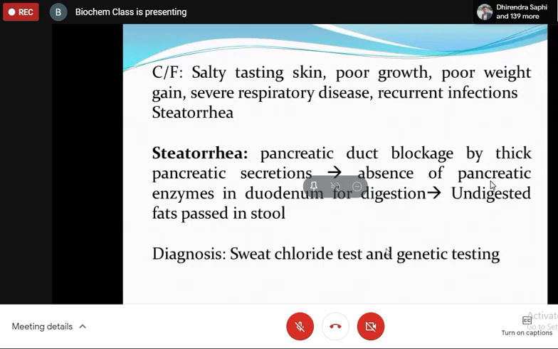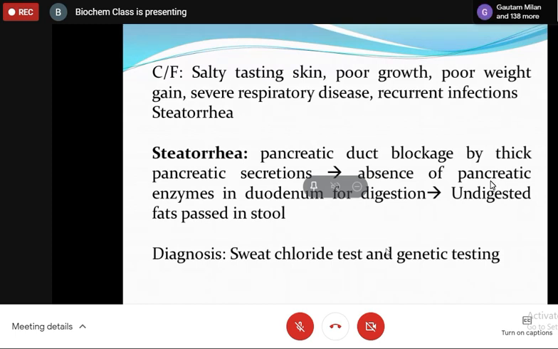Just go through it. There is salty-tasting skin. Salt is being excreted in the sweat, so there is high salt content in the sweat. The child has poor growth, poor weight gain, severe respiratory disease and recurrent infection. And there is steatorrhea. So why is there steatorrhea in cystic fibrosis?